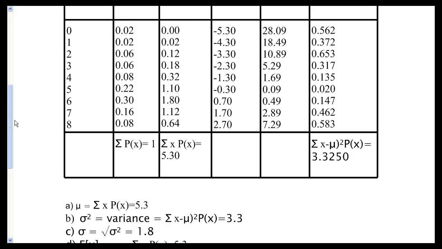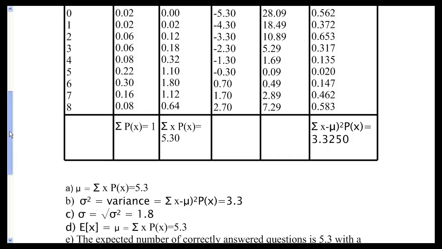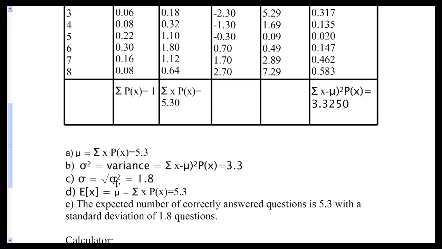And remember, if you remember variance, you can find standard deviation by taking the square root of the variance, and when you do, the square root of 3.3 is going to give you 1.8. And so your expected value is going to be the sum of X times P of X, which is here. And so the expected number of correctly answered questions is 5.3 with a standard deviation of 1.8.